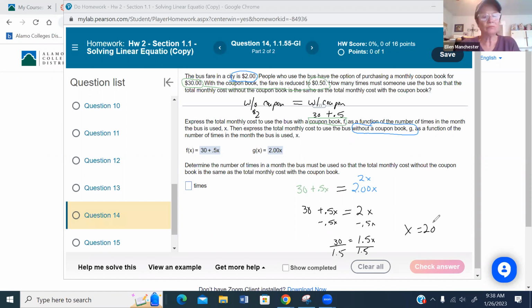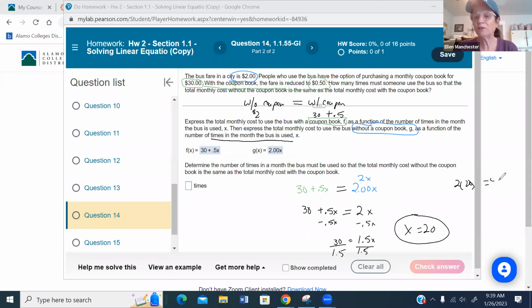So great. Mathematically, we know how to do it. Now we have to figure out, okay, does that answer make sense? With math, your answer should always make sense. You should never get an answer that doesn't make sense. So when I look at that, what did the word problem say the X represents? The X represents the number of times the bus is used. So what that means is I need to use the bus 20 times in order to make these two equations equal.